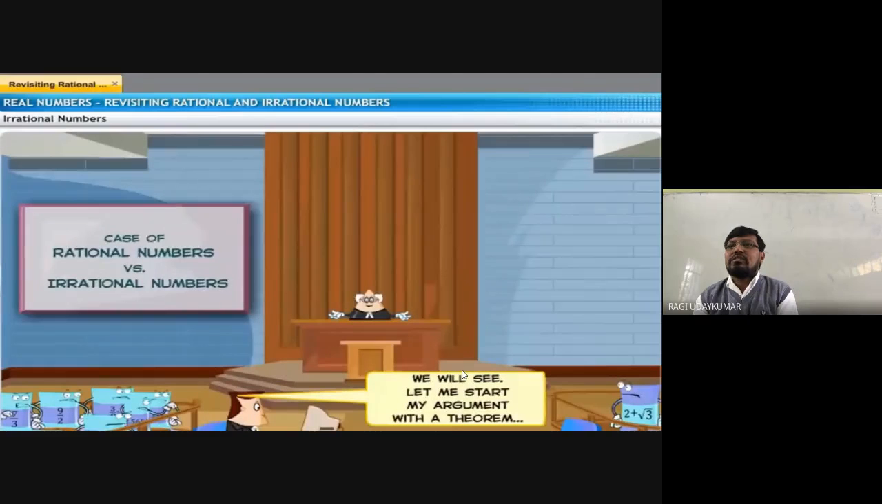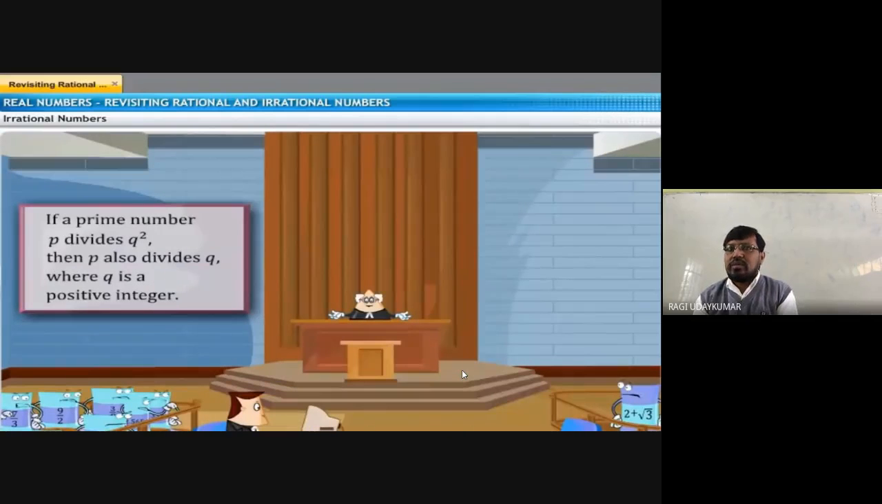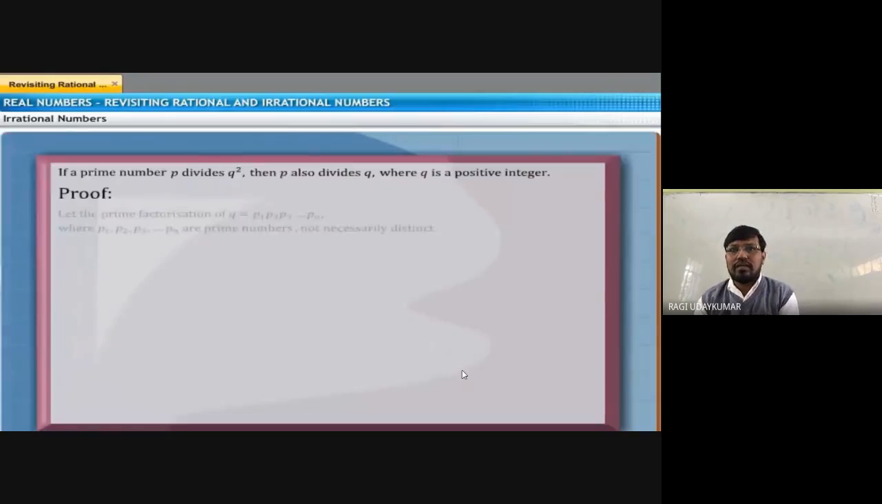Let's be smart about this argument. If a prime number p divides q square, there is a theorem here, and then p also divides q. P divides q square means p divides q also. So that is the main theorem here. Now the proof of the theorem.